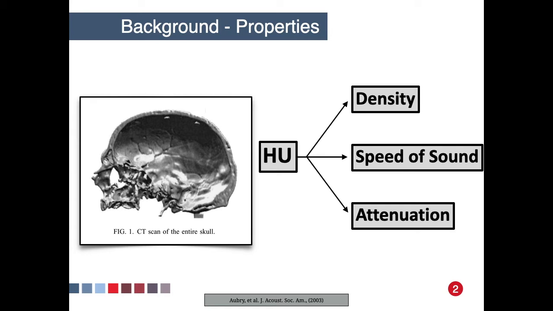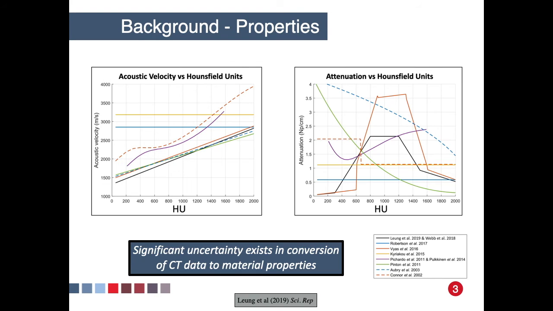For accurate transcranial ultrasound treatment planning, the properties and geometry of individual patient skulls must be accounted for. This can be done through the use of clinical CT scans, which can provide both the geometry of a given skull and information that can be used to reconstruct the density, speed of sound, and attenuation of the skull.